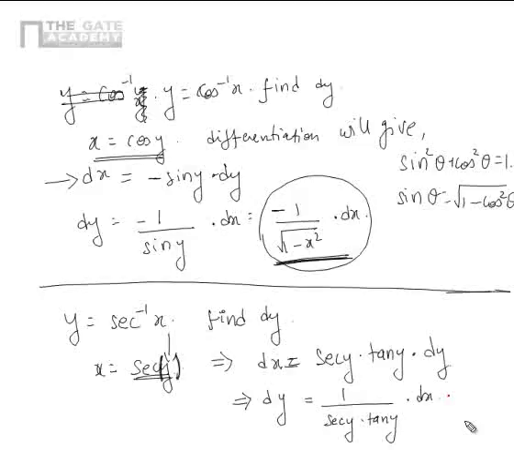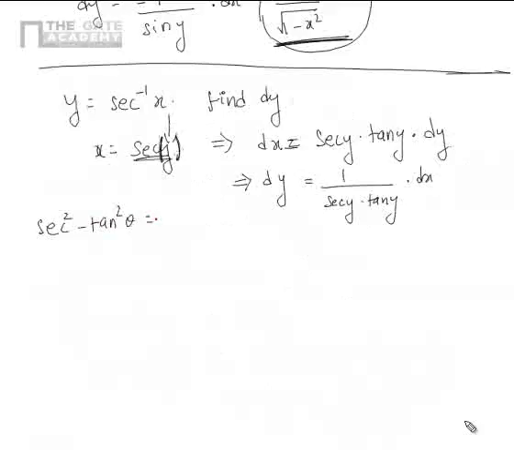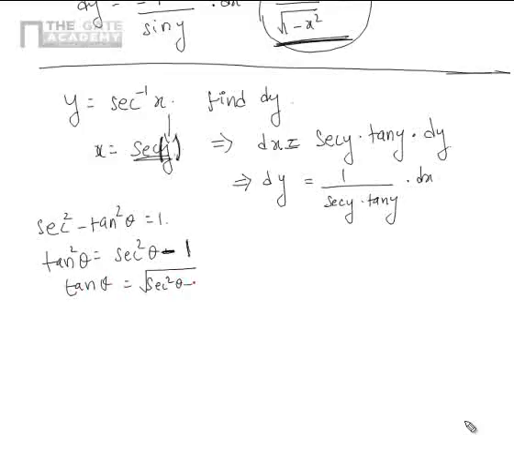Again let us go back to the basics. The basics is sec square theta minus tan square theta equal to 1. So I already know what is secant y. I need to find tan. So tan square theta will be sec square theta minus 1, and tan theta will be root over sec square theta minus 1.